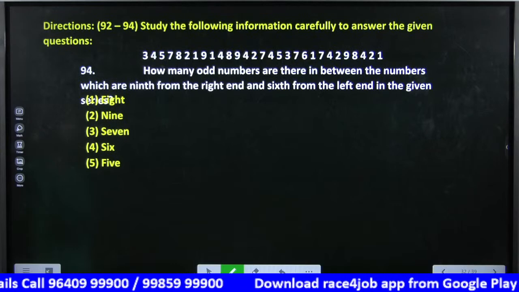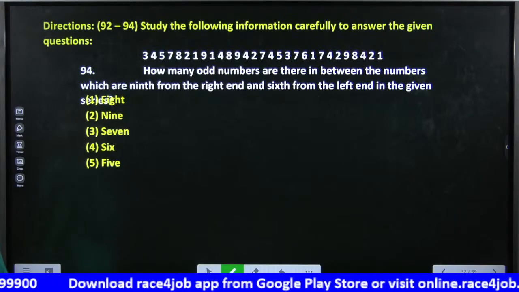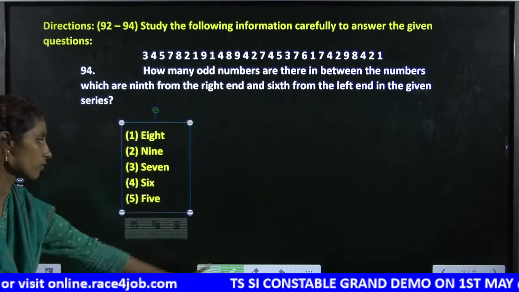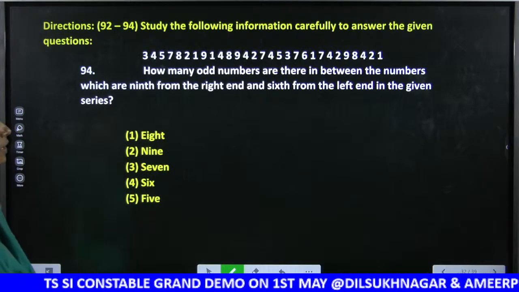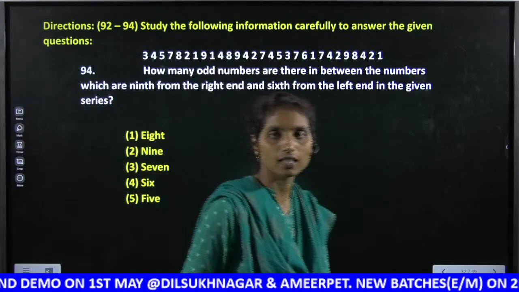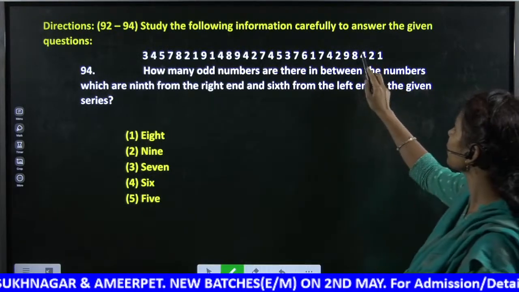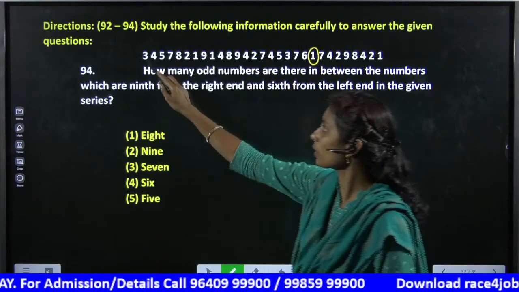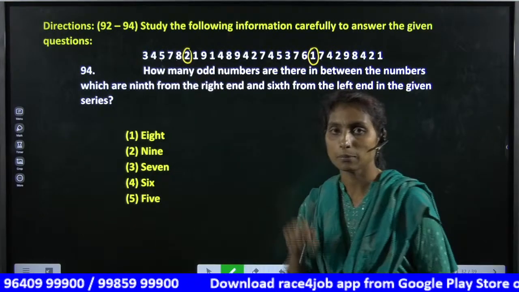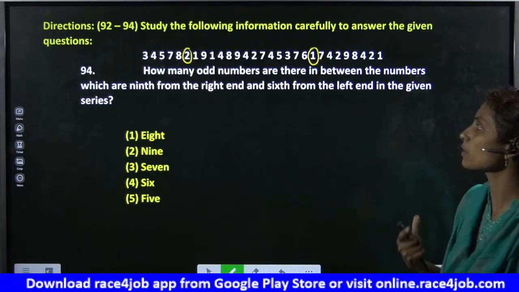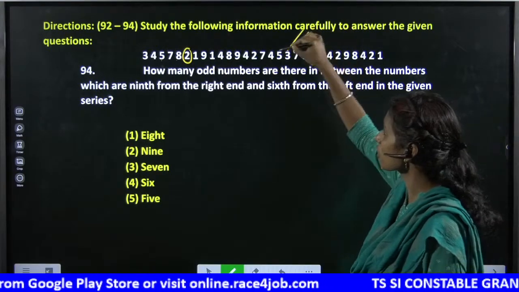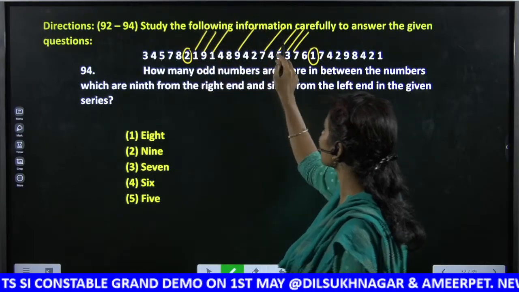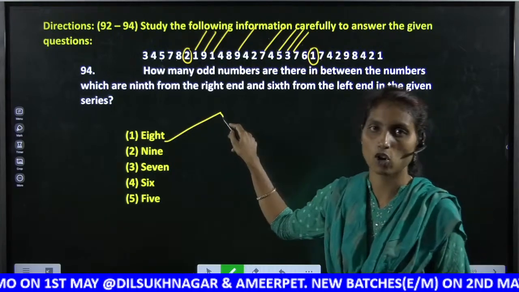Next. How many odd numbers are there between the numbers which are 9th from the right hand and 6th from the left hand? First check the 9th from the right hand: 1 2 3 4 5 6 7 8 9 is 9th from the right hand. Check 6th from the left hand: 1 2 3 4 5 6. In between these two, they ask how many odd numbers there are. Check it: 7 is an odd number, 3 is an odd number, 5 is an odd number, 7, 9, 1. There are 8 odd numbers, and here we have the first option.